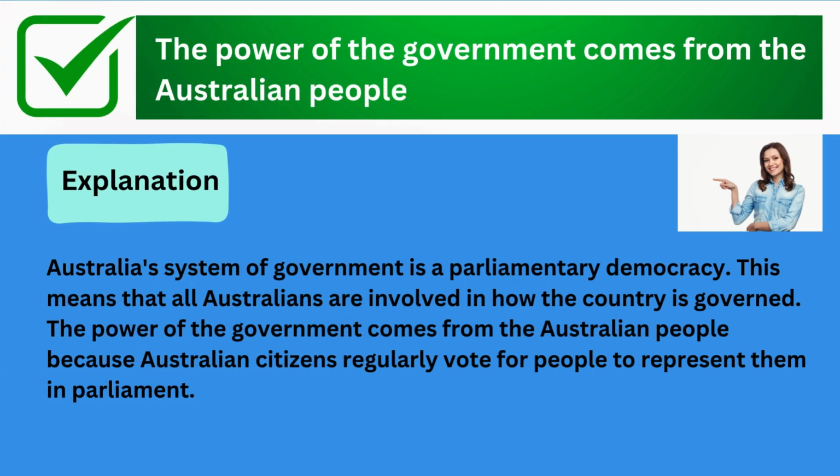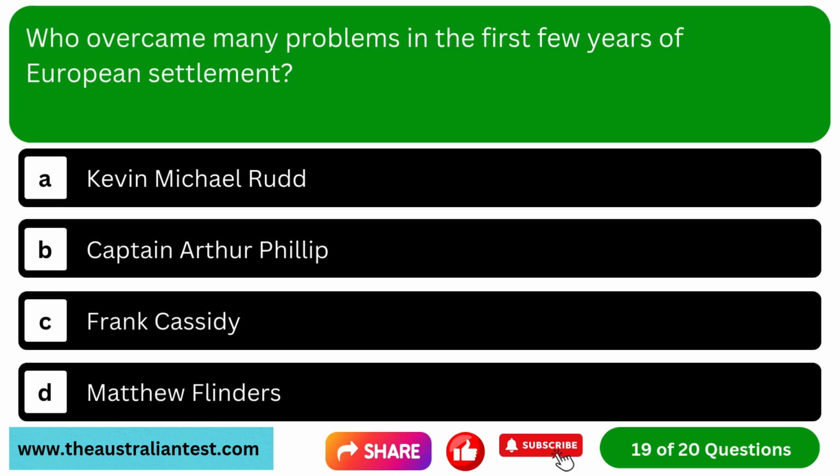The correct answer is the power of the government comes from the Australian people. Explanation: Australia's system of government is a parliamentary democracy. This means that all Australians are involved in how the country is governed. The power of the government comes from the Australian people because Australian citizens regularly vote for people to represent them in Parliament.